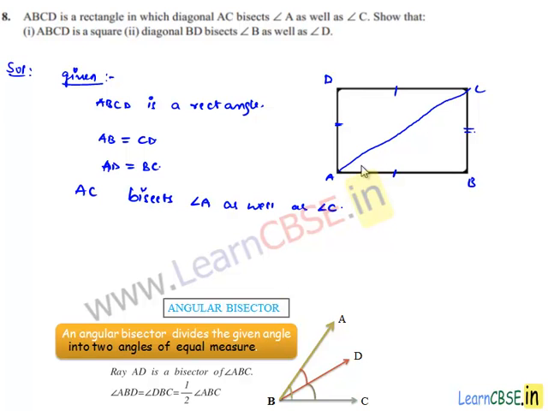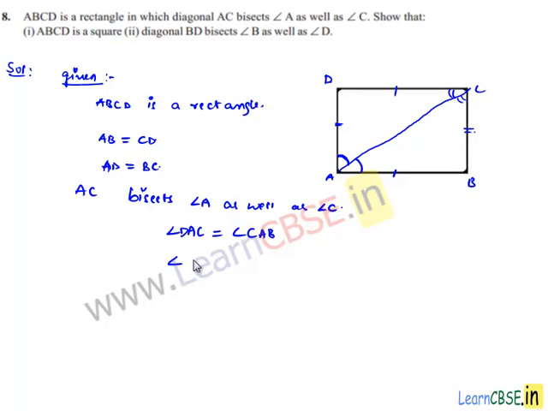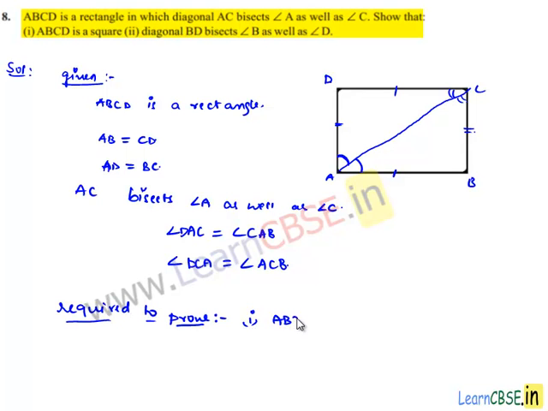So if we consider angle A, angle DAC will be equal to angle CAB, as AC is bisecting angle A, and AC is also bisecting angle C, so we can say angle DCA is equal to angle ACB. Now we are asked to prove, first, that ABCD is a square, and secondly, that BD bisects angle B as well as angle D.